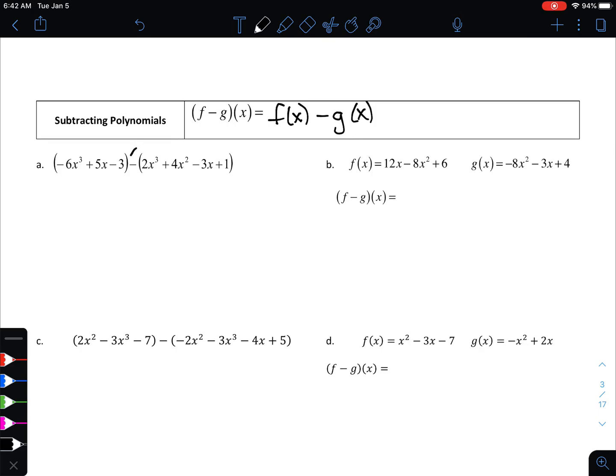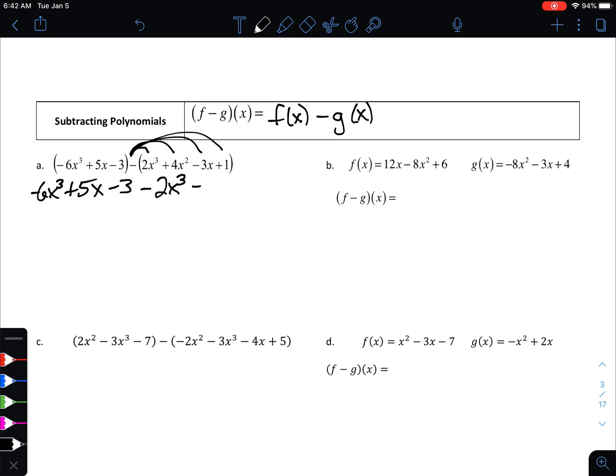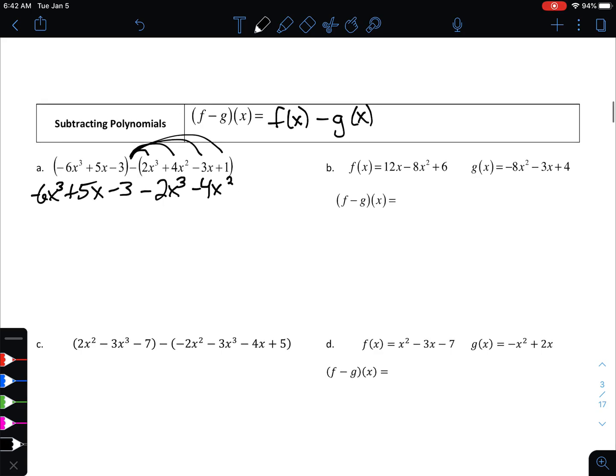On example A, what we're going to do is take our minus sign and distribute to each of the terms in that parentheses that follows it, not the ones in front. Obviously, the negative 6x to the third plus 5x minus 3, we can just copy down. Nothing's going to change there. And really what that's going to do is make all the values opposite. So the positive 2x to the third is going to be a negative 2x to the third. Positive 4x squared is going to become negative 4x squared, and so on. So a plus 3x and a minus 1.